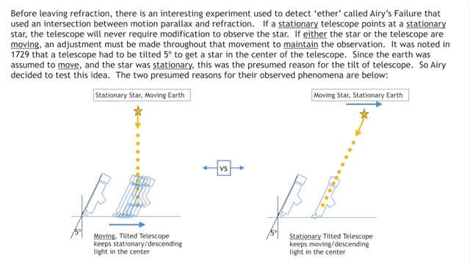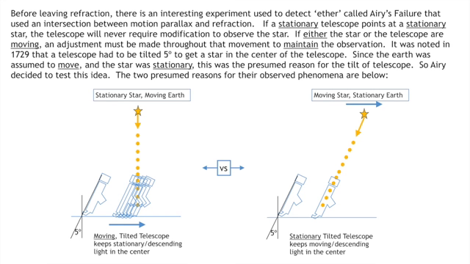So Airy decided to test this idea. And the two presumed reasons for the observed phenomenon are below. Given option 1, light moves straight down through the ether or atmosphere, moving in unison with the Earth. Both are moving together. The light moves down in a straight line. You have tilted the telescope 5 degrees, and as you are moving, the light ray is essentially, as it goes lower, you are moving to the right, and so it keeps going lower, and you still observe the light ray hit the very bottom of your telescope as your telescope moves right.